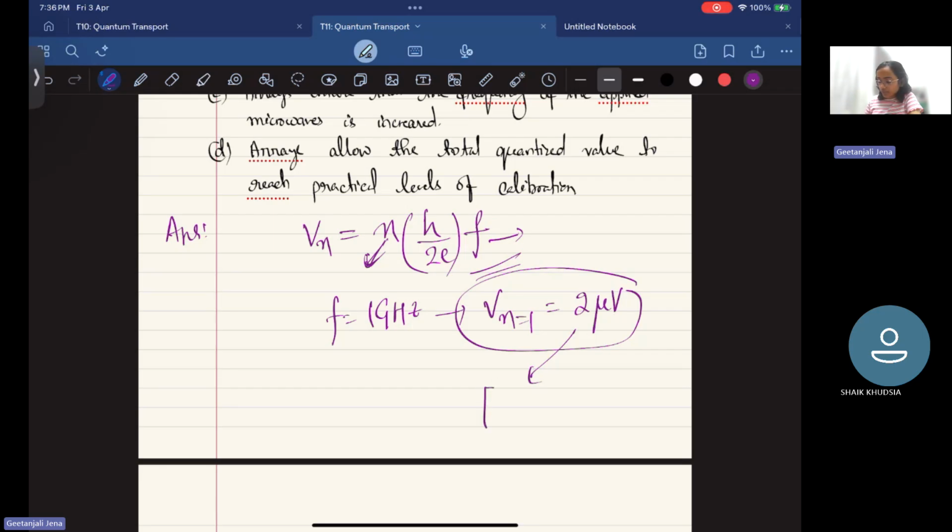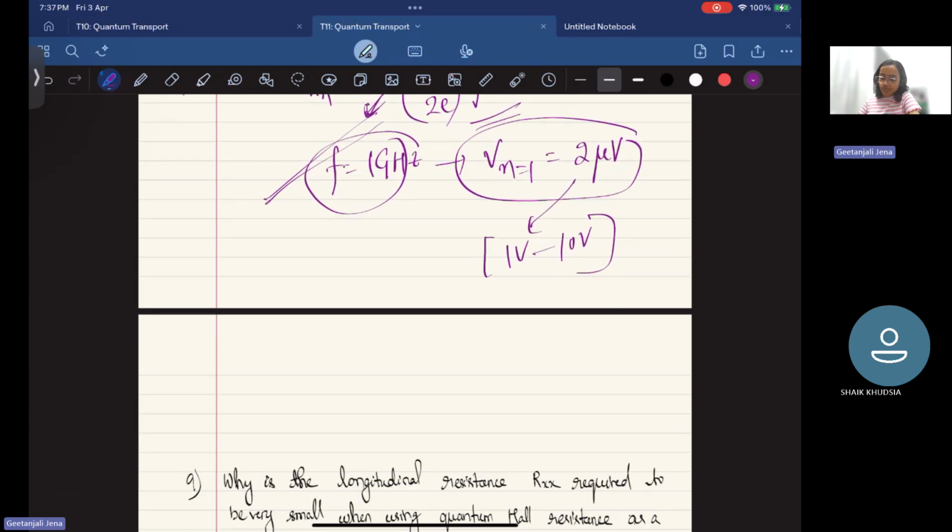To get a practical value, it should be in the order of volt or 10 volt or more than that. But here, even if we apply 1 gigahertz, we are getting a voltage in the order of microvolt. If you want to increase the voltage, we need to increase the frequency. For a superconducting junction, which is the Josephson junction, there is complexity if you increase the frequency beyond some value. So to avoid that, we make an array of Josephson junctions.